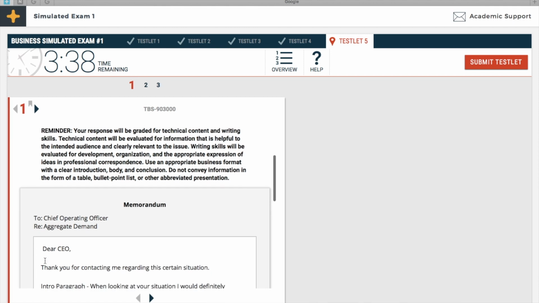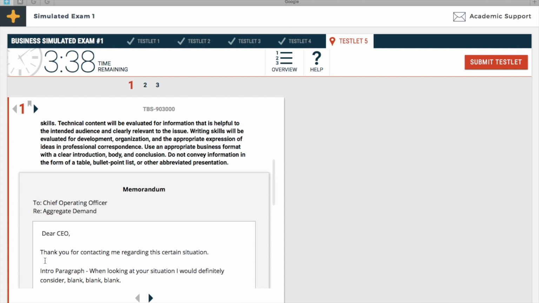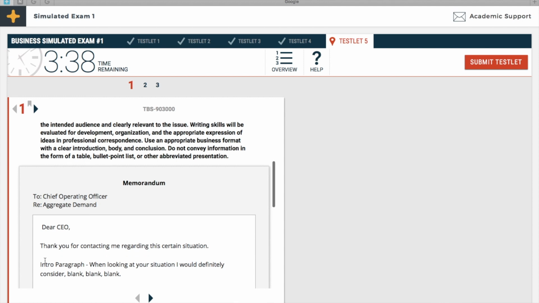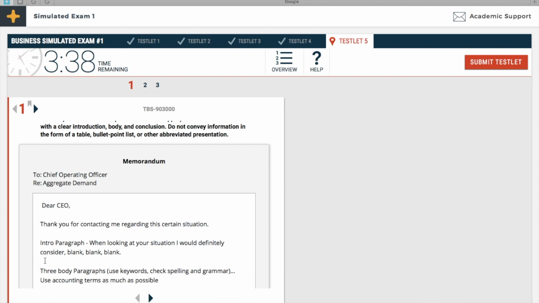So I would start with, when looking at your situation, I would definitely consider blah blah blah. Those 3 points should be your 3 body paragraphs where you're going to explain the solution to whatever question they're asking, that you need to answer. So basically those body paragraphs, you're just going to go into more detail. Use keywords as much as possible.